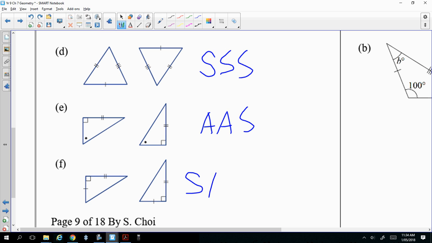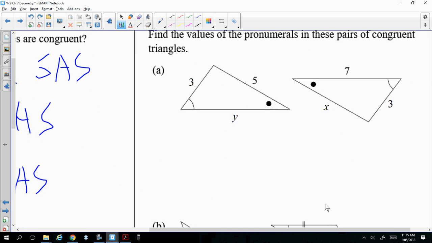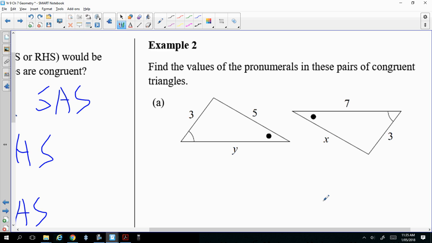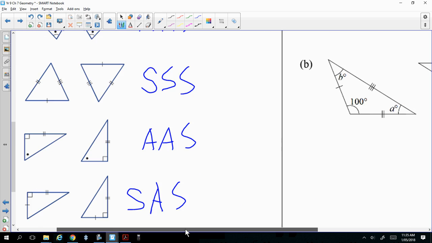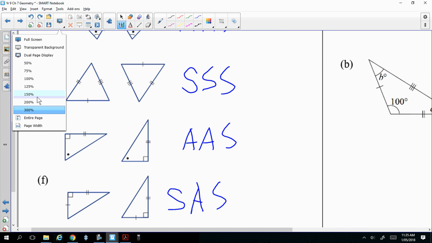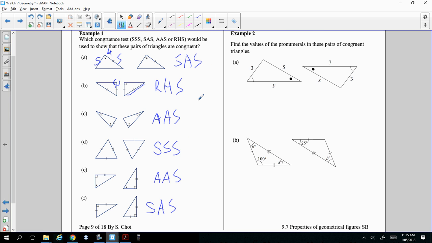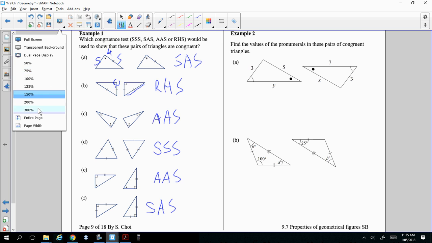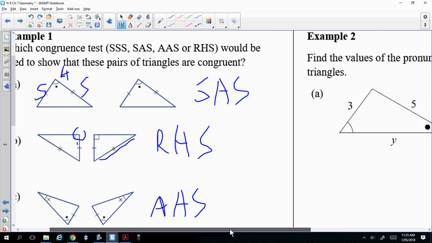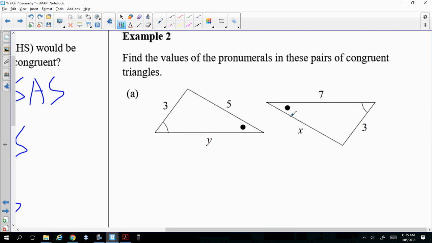Okay, Evie, we're going to continue. So let's move on to the top bit. Find the values of the last one. Have a look again. Right, there you go. Okay, let's continue. Now, in the next example, because we know the triangles are congruent, we can find the missing sides. So if we know they are congruent, all the angles must be equal, all the matching sides are equal.